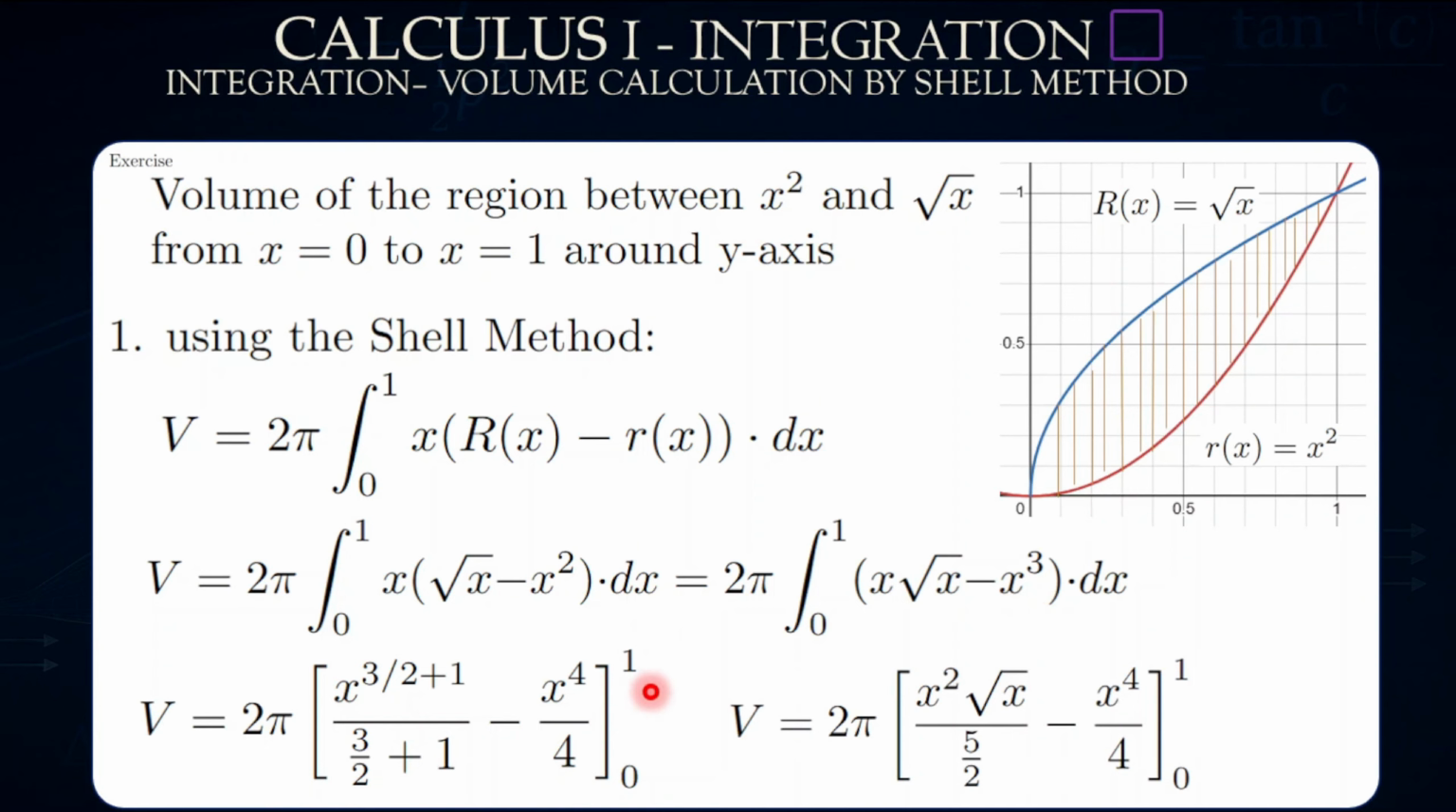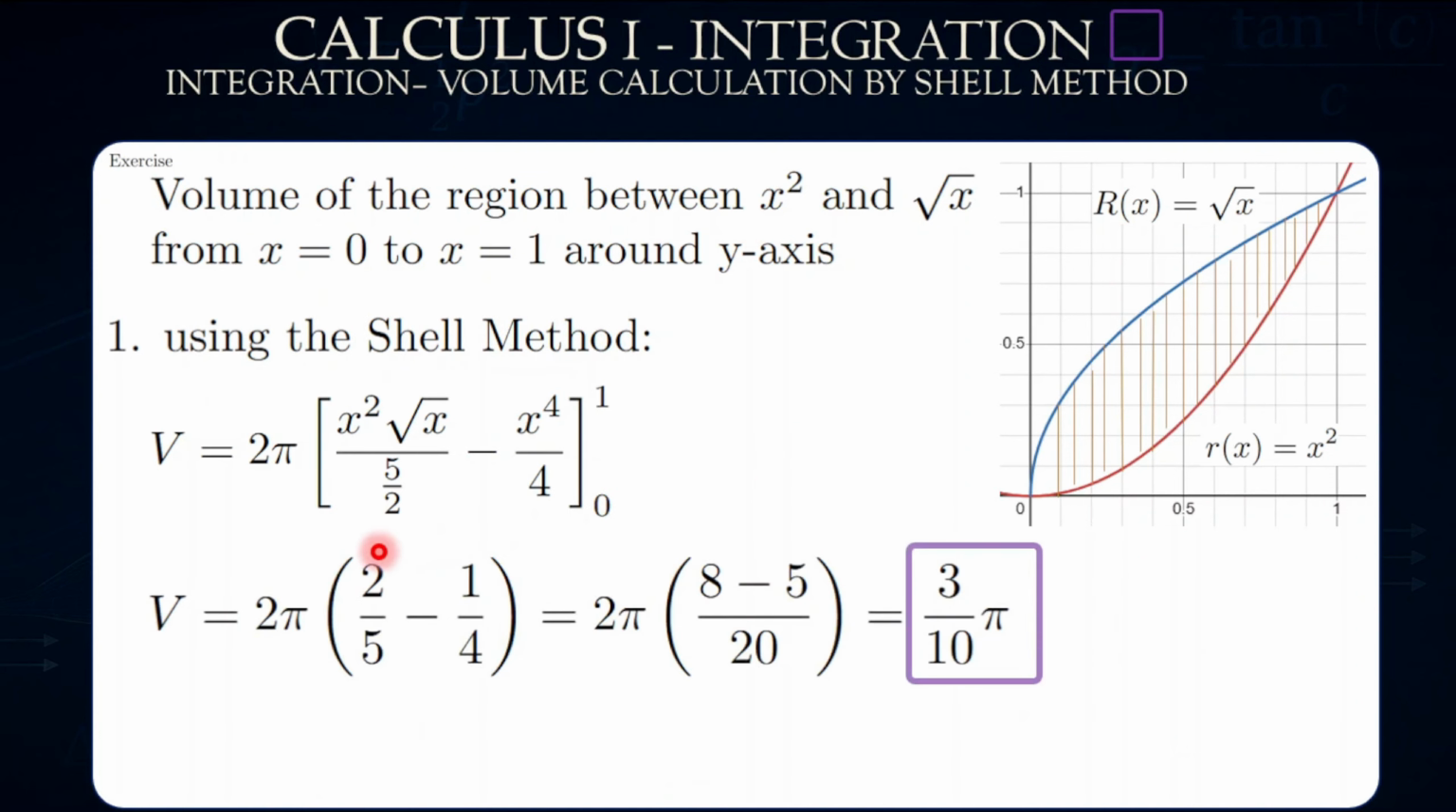Then you replace the x's by 1, because for 0 they become 0. So V equals 2π times (2x²√x divided by 5, minus x⁴ divided by 4) between 1 and 0. We replace x by 1. The volume is equal to 2π times (2/5 minus 1/4), equal to 2π multiplied by (8 − 5)/20, which is 3/10 π.